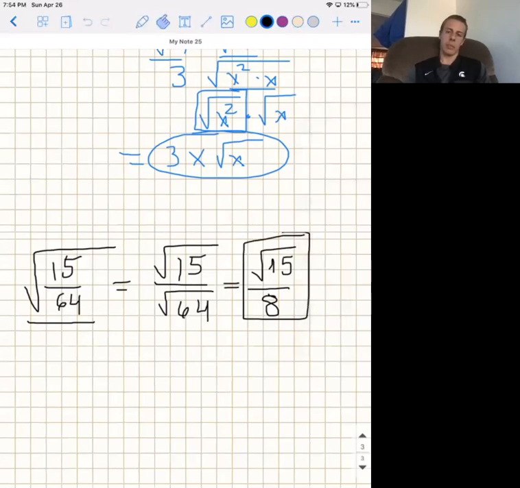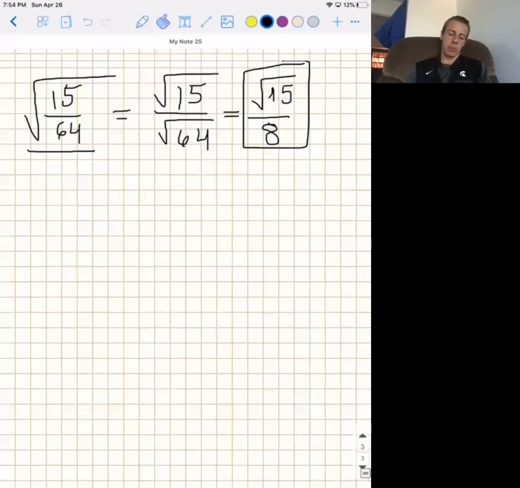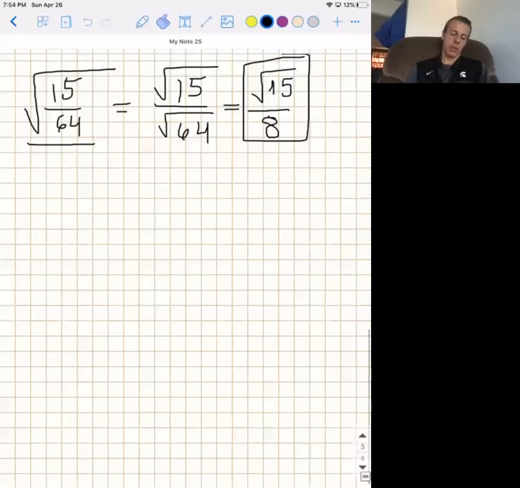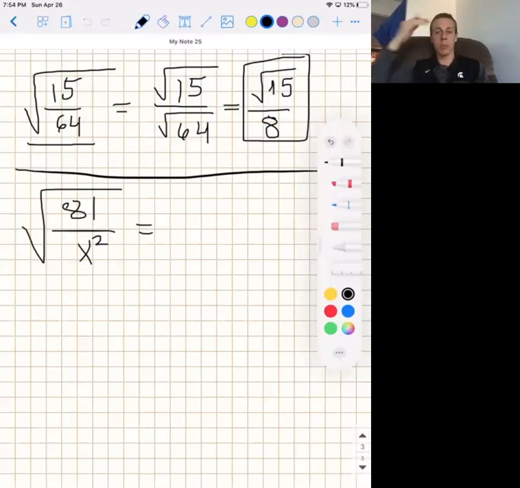Let's try one last one. New example here. Our last example, the square root of 81 over x squared. If you're doing this on your own, go ahead and pause the video a minute, try it on your own, see what you can do, and then once you're ready, go ahead and play this and you can check your work.